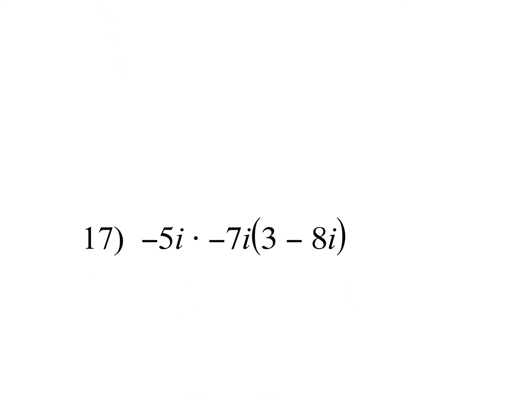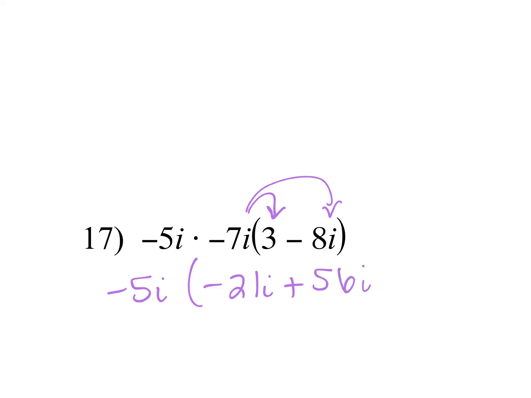All right, look at 17. Let's distribute first. Keep that negative 5i just hanging out. So what's negative 7i times 3? Negative 21i, okay. What's negative 7i times negative 8? Well, negative times negative is a positive. 56i what? i squared. Guys, as soon as you see i squared, what do you do? Cross this off, change this to a negative 56.